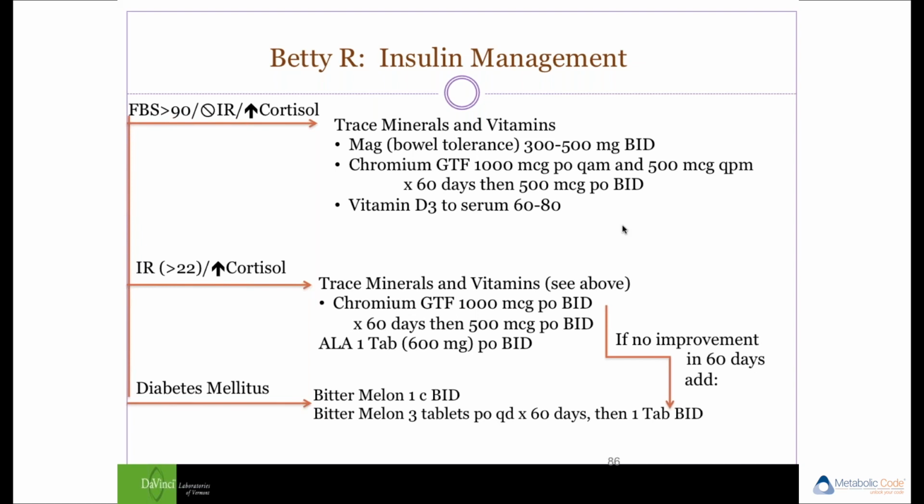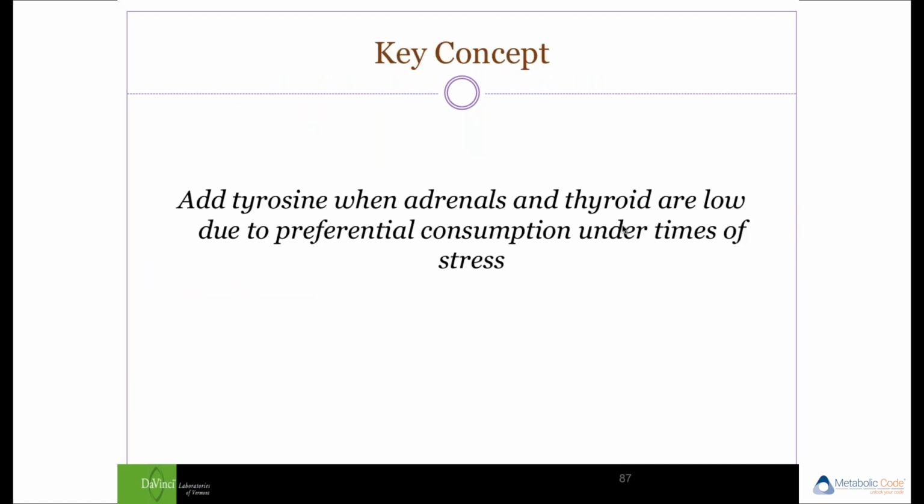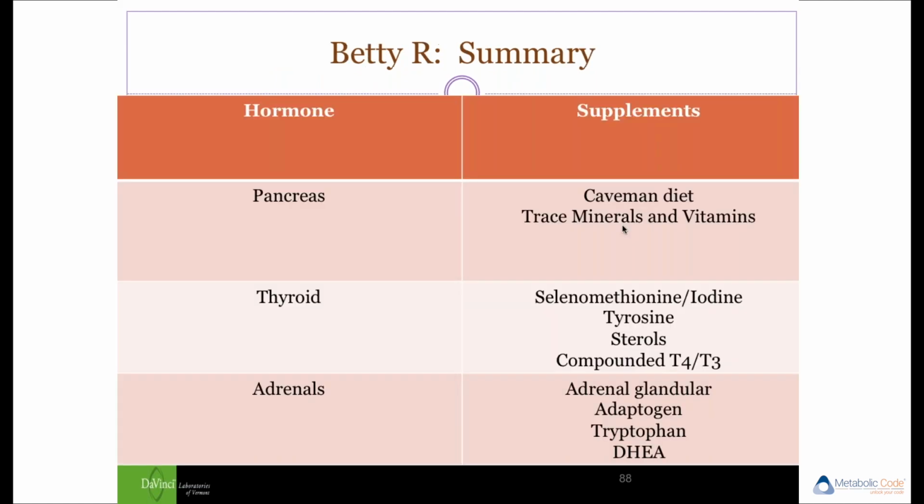How do we manage her blood sugar? Well, we've talked about this. Really good baseline multi-mineral multivitamin, magnesium, chromium, and vitamin D, depending on the state of her blood sugar and insulin related to cortisol as well, maybe some alpha lipoic, and/or if she has frank diabetes, bitter melon or bergamot. We want to add tyrosine when adrenals and thyroid are low due to preferential consumption. I've said this several times before. I think it's really important. You'd be surprised how quickly the brain lights up when we add back in a little bit of support for dopamine.